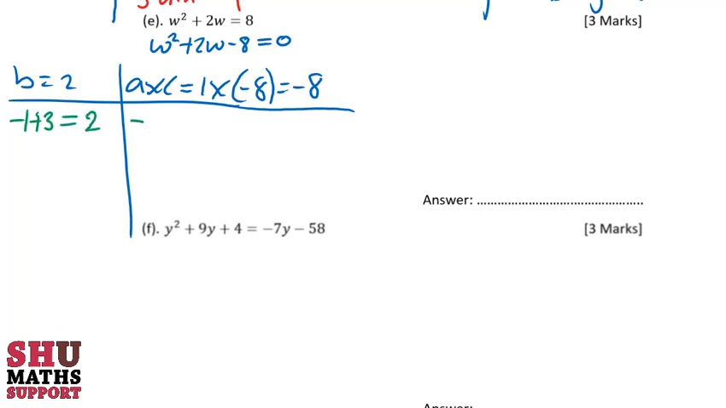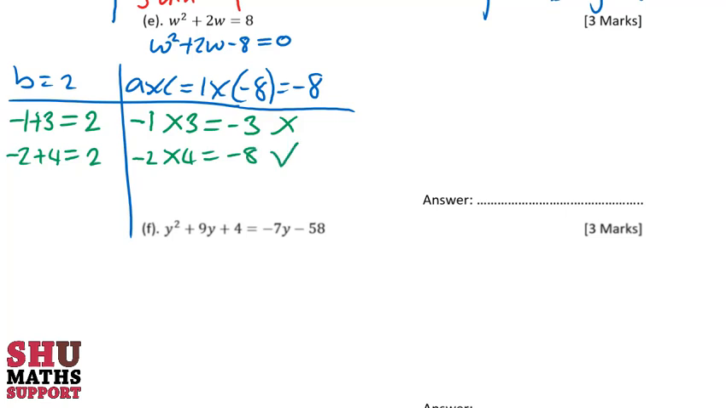this is going to equal 2. And then if we do minus 1 times 3, we're going to get minus 3, which is not what we want. Let's try minus 2 plus 4 is equal to 2. And minus 2 times 4 is equal to minus 8. So that's the one we want. So we've got minus 2 and 4. So we'll quickly set up our bracket. So we'll get w minus 2 times w plus 4 is equal to 0.